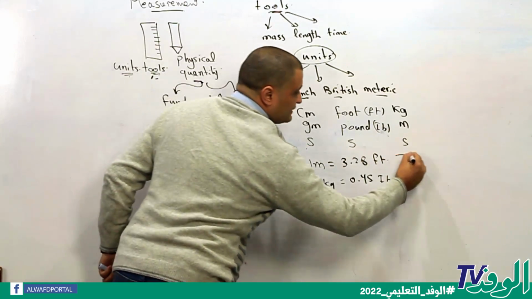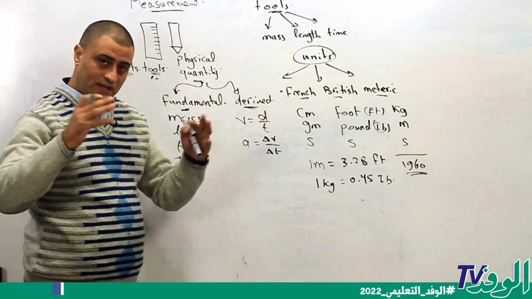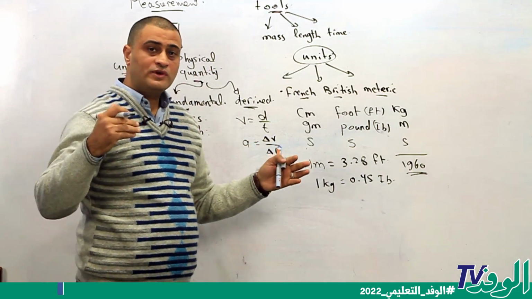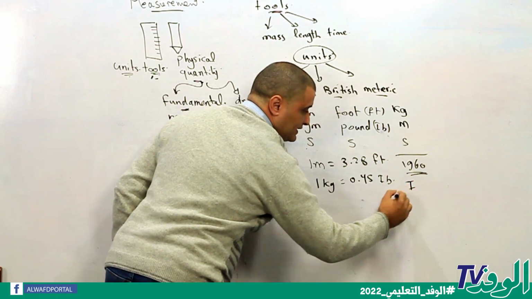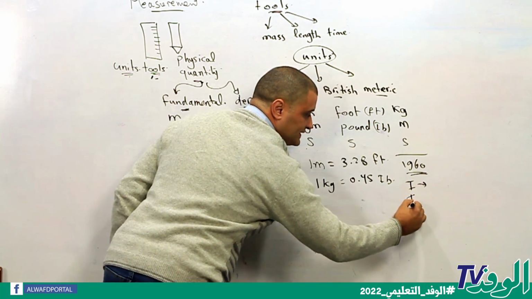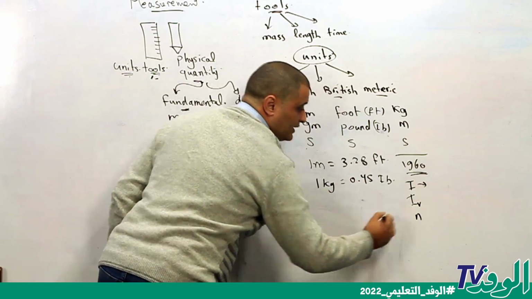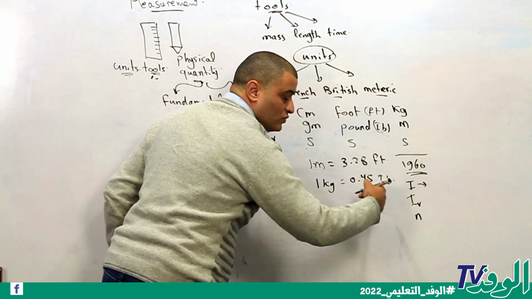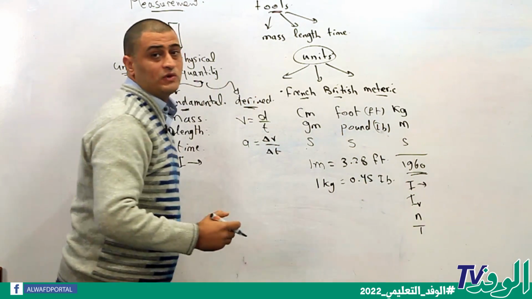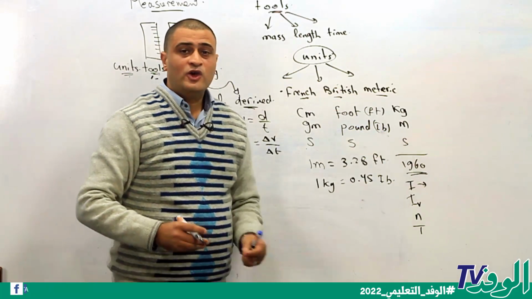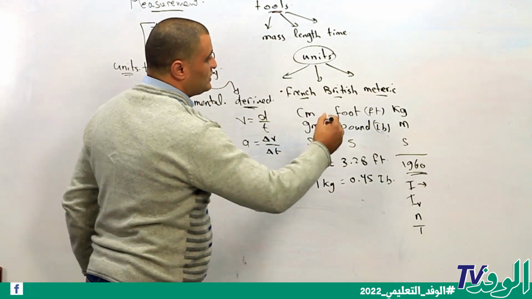Now in 1960, in a conference, we added 4 extra units. Here we have electric current intensity in ampere, luminous intensity in candela, the amount of material in mole, and temperature in Kelvin degree. So we have 4 extra units added to the metric system, which becomes the building unit of the international system, which is called SI.